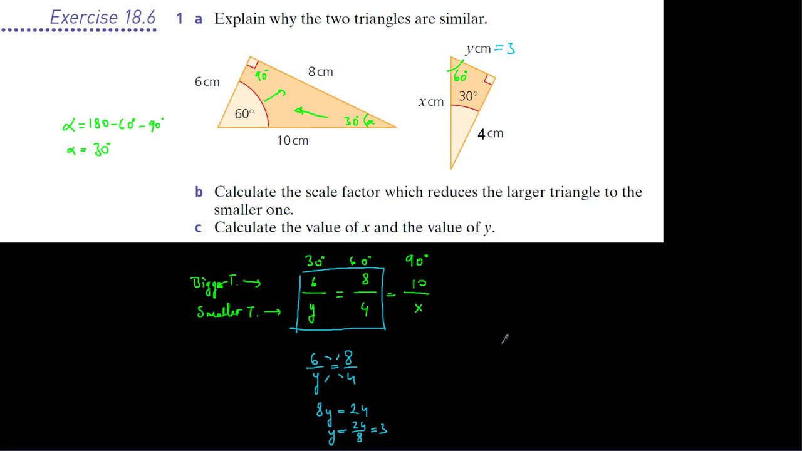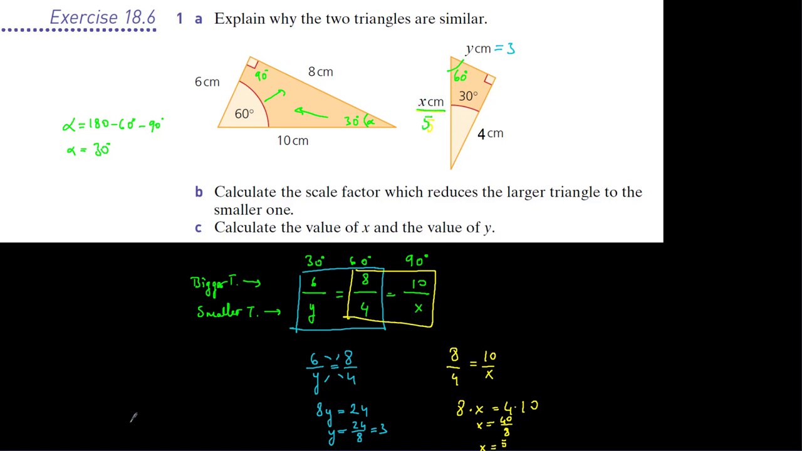Then for the second one, I can combine these two together, which means 8 over 4 is equal to 10 over x. So 8 times x is equal to 4 times 10. x is equal to 40 over 8. x is equal to 5. So this x has to be equal to 5. I would choose maybe a different color to see better. And let's say this is 5.